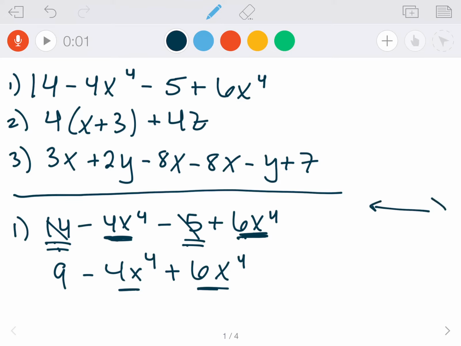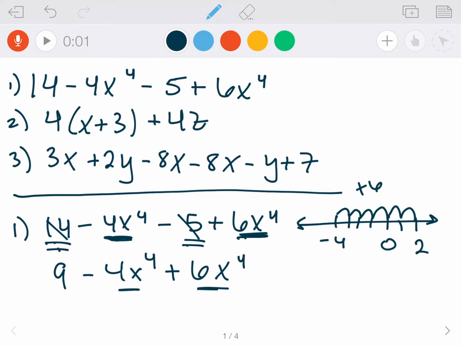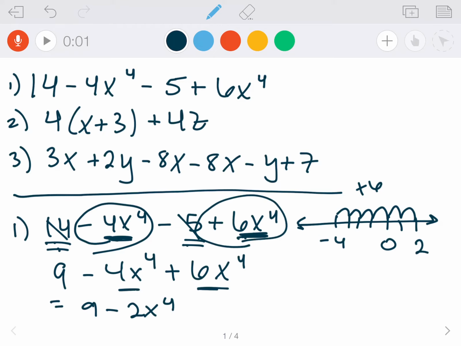Remember, if we had our number line, well, let's make that a little bigger. Let's do this. If we have our number line, let's say we have 0 here. We're at 1, 2, 3, 4, negative 4. We're going to add 6. So we go 1, 2, 3, 4, 5, 6. And that puts us at 2. So that means that this whole thing equals 9 minus 2x to the fourth. So again, we were able to combine this term and this term because they both have the same variable, which is x, and the same power, which is 4.